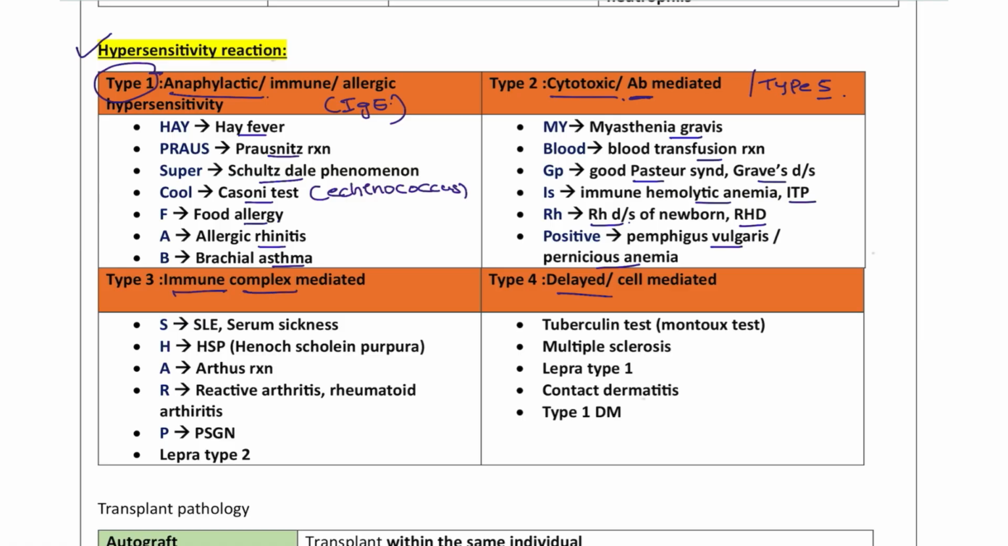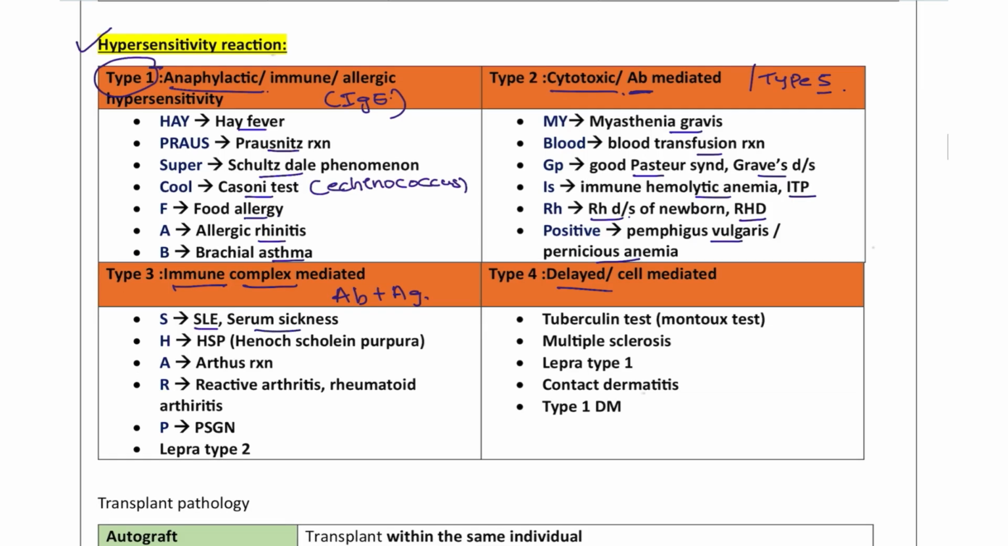Type 3, immune complexes. Here antibody and antigen both are involved. So for this we have SLE, serum sickness, Henoch-Schonlein purpura, Arthus reaction, reactive arthritis, rheumatoid arthritis, PSGN, and type 2 lepra reaction. Delayed, which will be associated with the T cell type. So delayed will be tuberculin test, Mantoux test, multiple sclerosis, and lepra type 1, contact dermatitis, and type 1 diabetes mellitus. How can you remember the lepra?